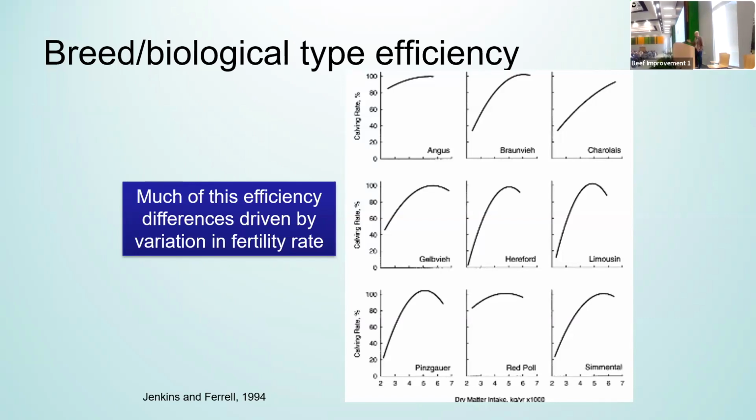And this again, I don't want you to take home messages about which breeds did the best. Things have changed, so I have changed things over here. But one of the main drivers is really variation in that fertility rate, and what more animals are able to do when they're on those restricted diets or in those resources.